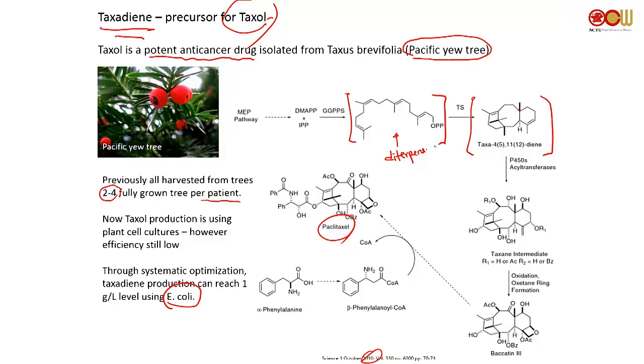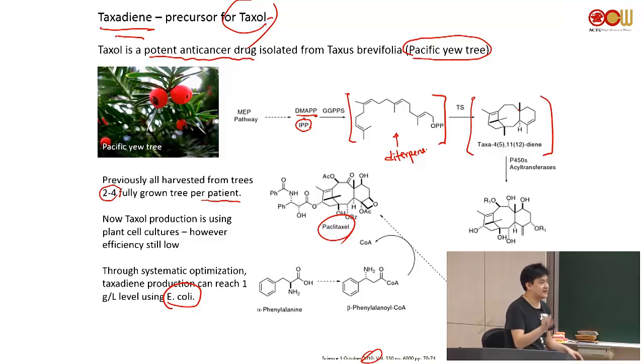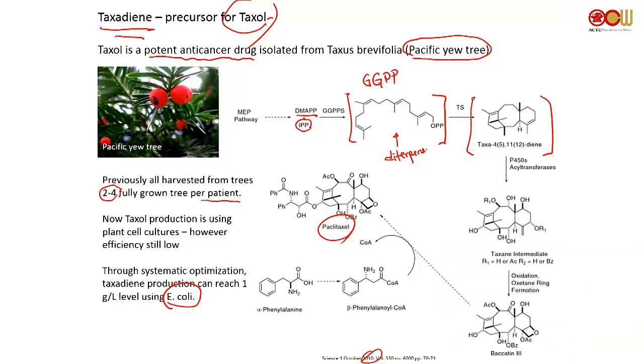You can get here by sequential addition of IPP to DMAPP. So you may have first DMAPP plus IPP, then you add another IPP, and another IPP, you add it 3 times, and then you get this molecule. This is called GGPP, geranylgeranyl pyrophosphate, something like that. GGPP, this thing.